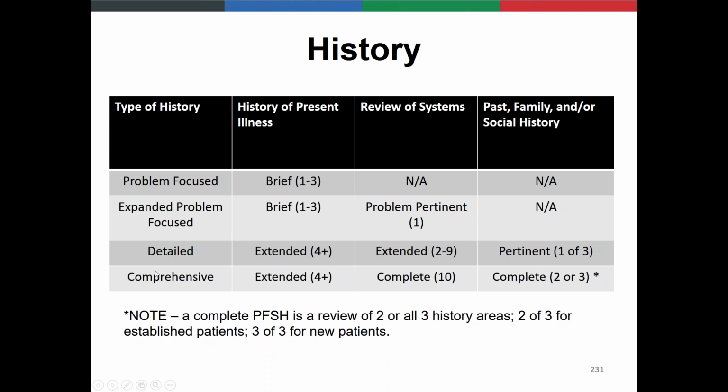And so these tables will allow you, when you start looking at the doctor's notes, to identify, okay, did the doctor's note identify that we did a PFSH, past, family, and social history? If that wasn't identified, then you can only code for either a problem-focused or an expanded problem-focused history. You can't code for a detailed history because that's required. One of three need to be done, either past, family, or social, or one of them. Under the complete PFSH, 2 or 3 have to be met, 2 either past, family, or social. So for comprehensive, it tells you a complete PFSH is a review of 2 or all 3 history areas, 2 of 3 for established patients, 3 of 3 for new patients.